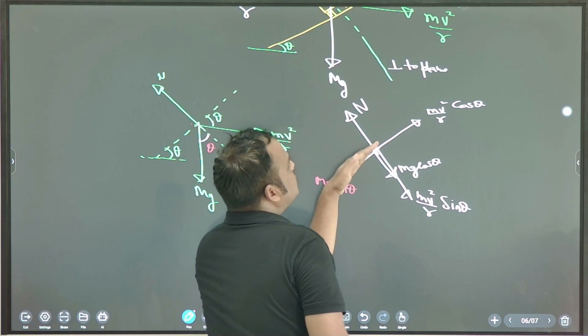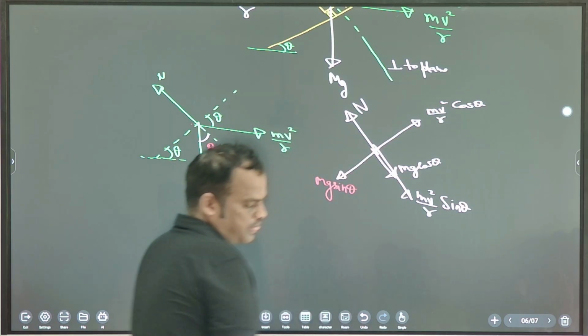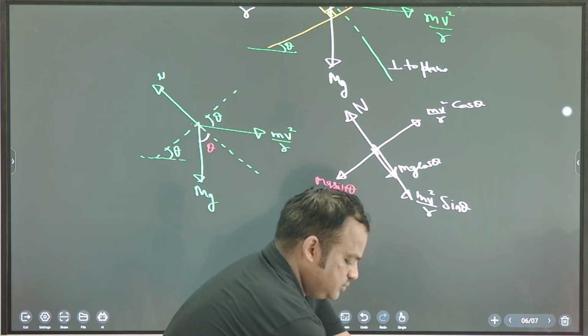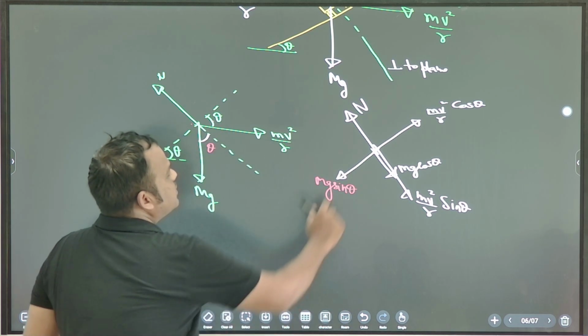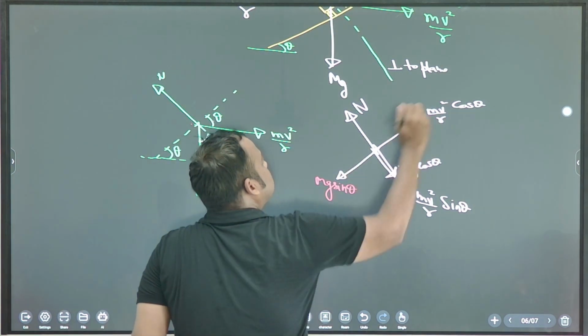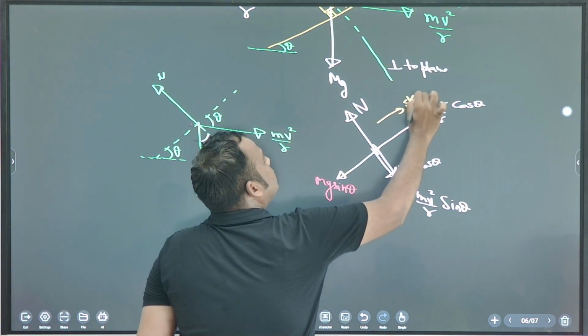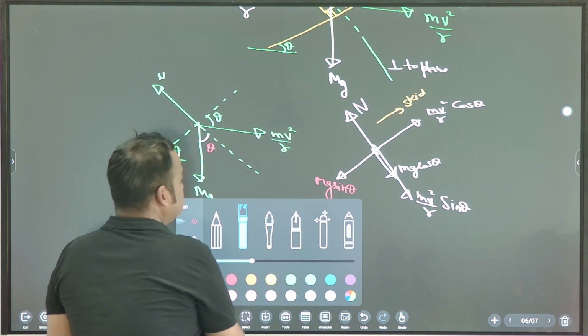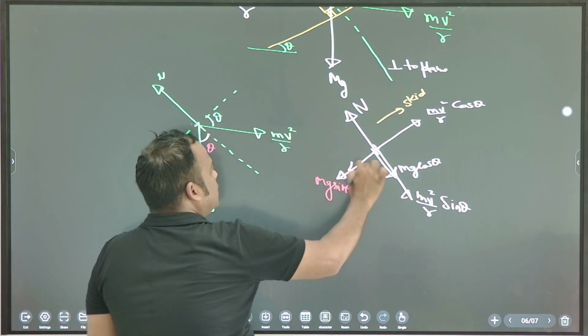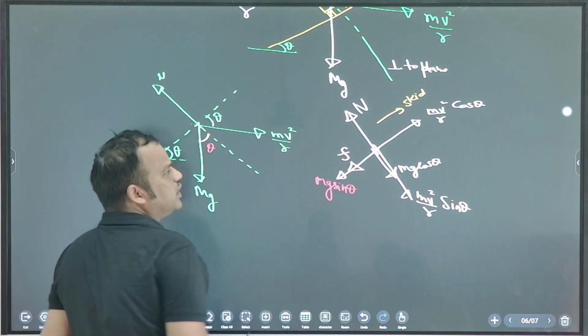Now the car has a tendency to skid here. Okay, the car is going like this. So like this, it has a skidding tendency here. It will skid here. So friction is where? Friction is down. So this is the friction. Okay, understood?